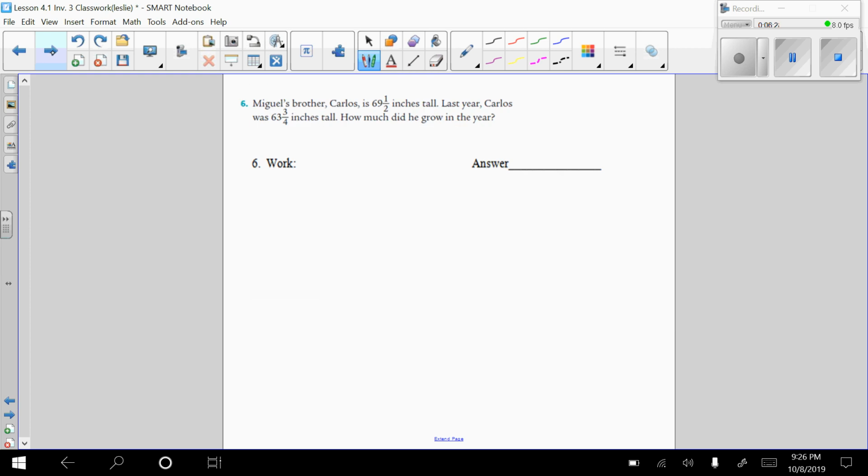Miguel's brother Carlos is 69.5 inches tall. Last year, Carlos was 63 3/4 inches. How much did he grow in a year? Well, let's go ahead and set this up. 69 1/2 inch minus 63 3/4 inch.